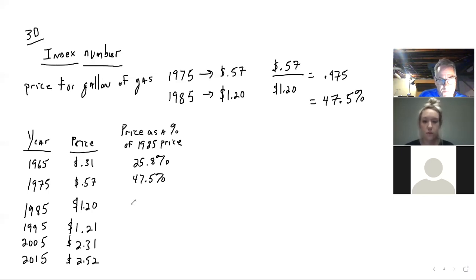Now, this one, 85, because I'm basing all of these on 1985's price, this has got to be 100%. It's right on the nose. $1.20 divided by $1.20 is 1, and converted to a percentage, it's 100%. This one would be 100.8%. This is because you would figure this would have to be bigger than 100% since this is more than $1.20. And this is 210%.